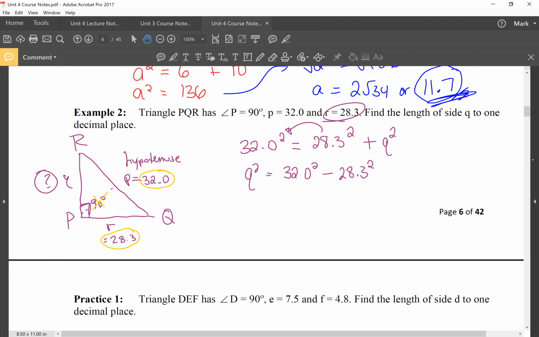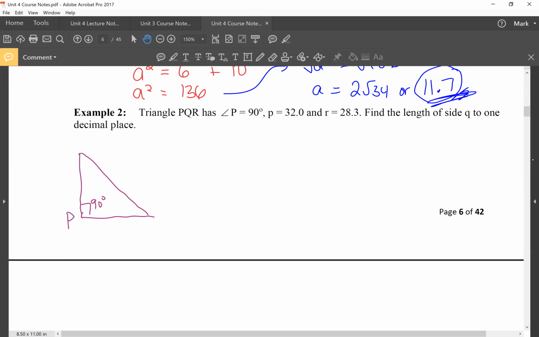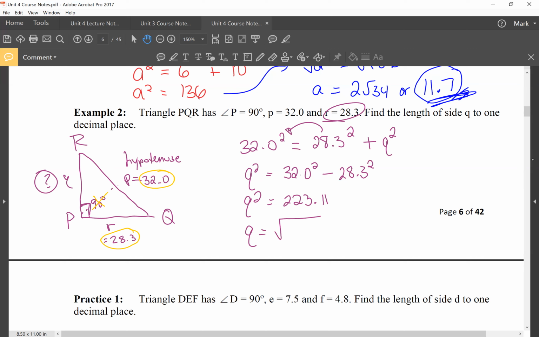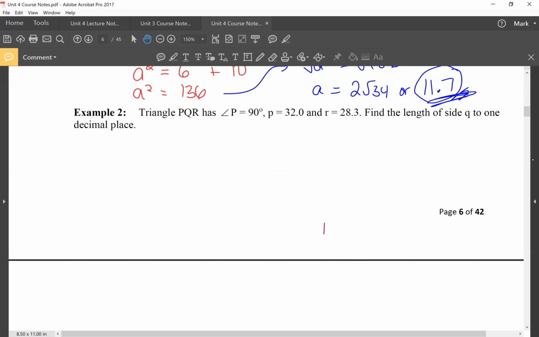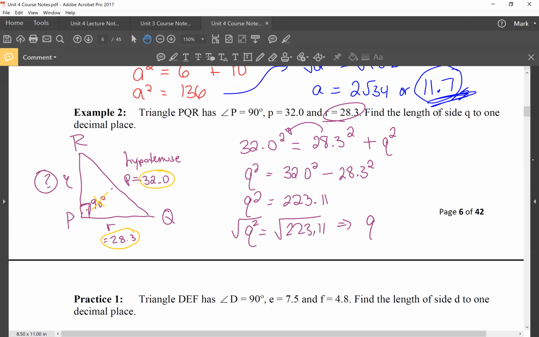And that'll give me 223.11. So q squared equals 223.11. And I have one last step. I'm going to take the square root of both sides. I'll even do it like that. And you'll get your answer. q is the square root of that answer. And I get 14.9.